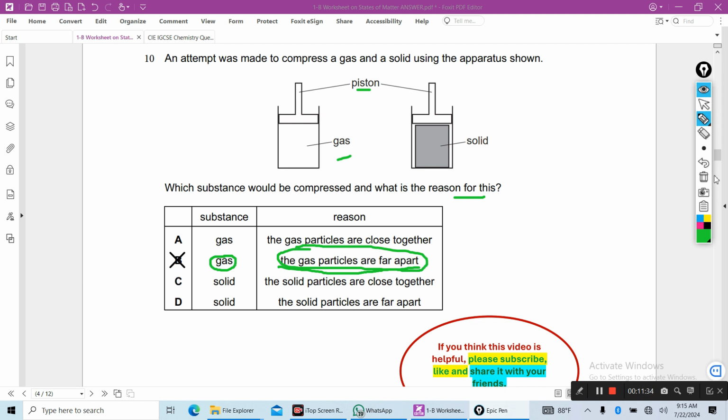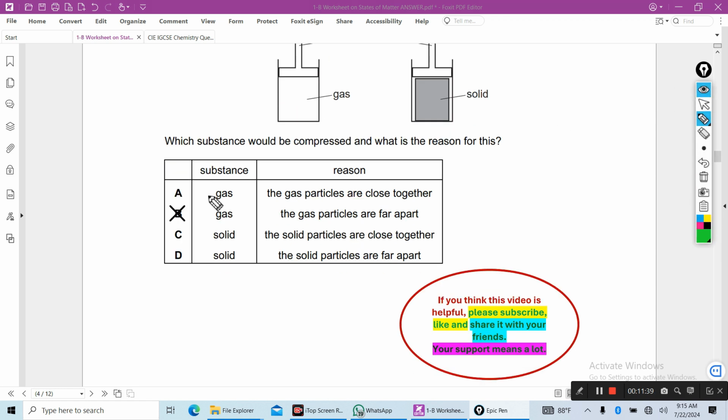Why is A wrong? Gas is true, but the gas particles are close together, no, this part is wrong. C is wrong. Not solid. So B is the right answer. The gas particles are far apart and the substance is gas.